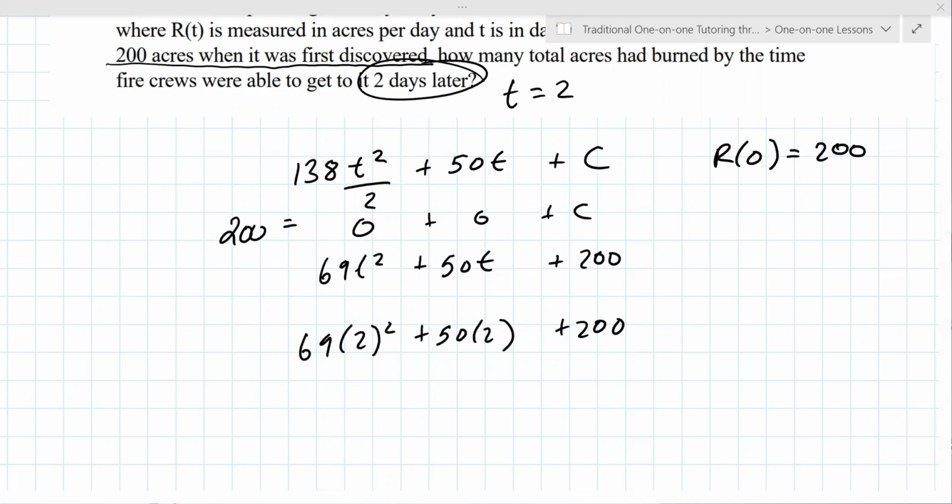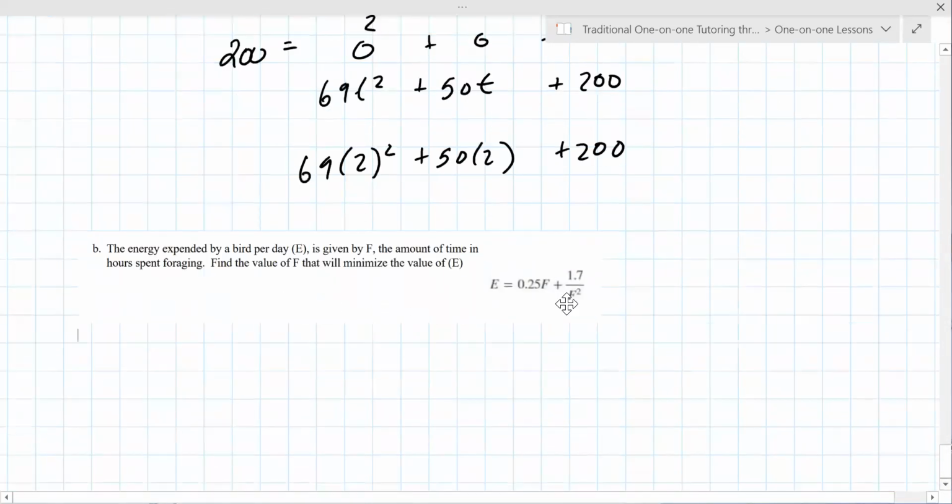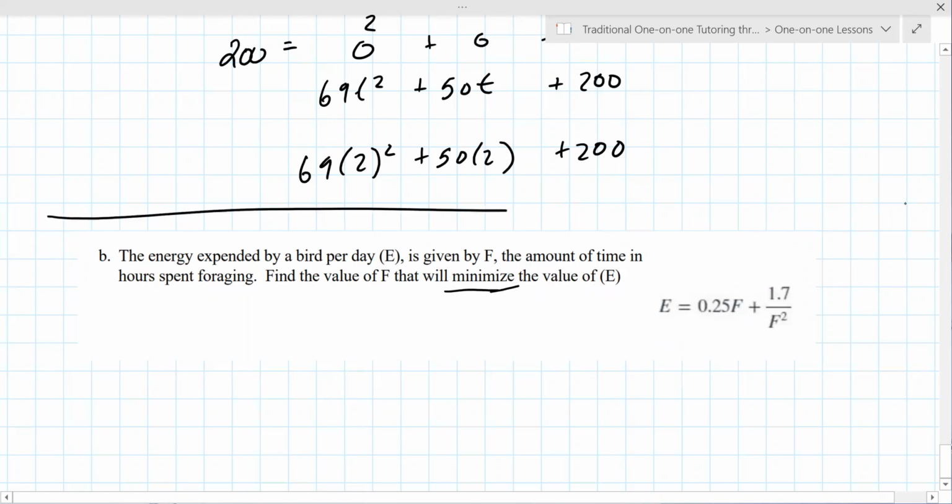So part B is actually completely unrelated, which is odd, the way that they did this. They just put a question in here. The energy expended by a bird is given by this function. Find the value of f that will minimize the value of e. Basically they're saying what is the minimum or maximum of this function, in this case it's minimum. So there's nothing to do with the last problem. Just keep that in mind.